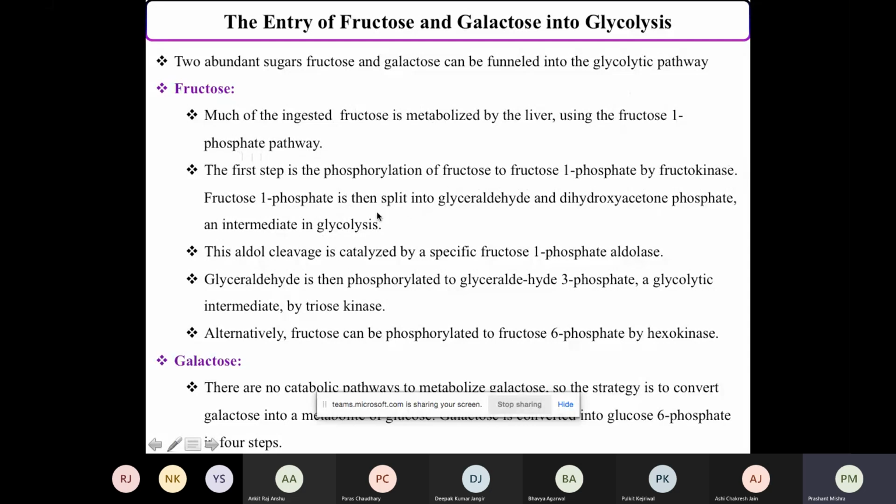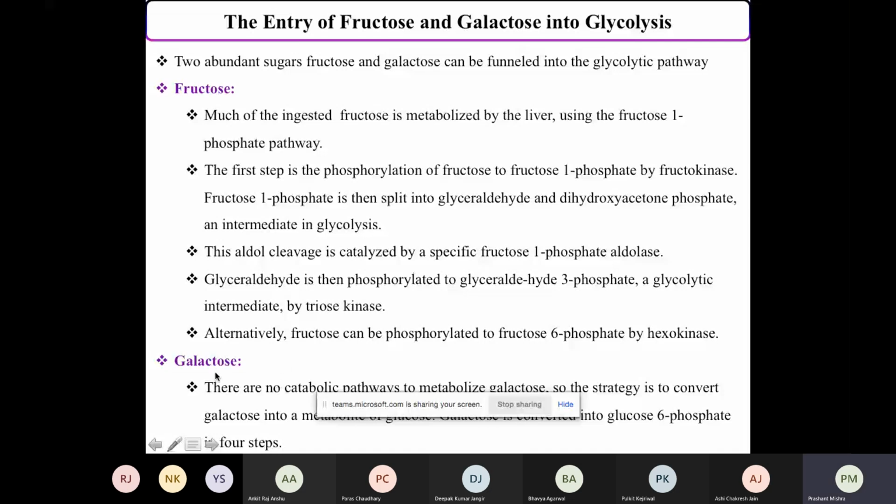This splitting of fructose 1 phosphate into glyceraldehyde and dihydroxyacetone phosphate is the same kind of splitting mechanism you have learned in glycolysis, where fructose 1,6 bisphosphate is split, and the enzyme was aldolase. Here the enzyme is slightly different because the substrate is different. Here the substrate is fructose 1 phosphate. There you had fructose 1,6 bisphosphate, and the products were glyceraldehyde 3 phosphate and dihydroxyacetone phosphate, because there was an additional phosphate present. Now you have glyceraldehyde and dihydroxyacetone phosphate. Only one phosphate is missing from the product. But again, it is entering the same glycolytic pathway.